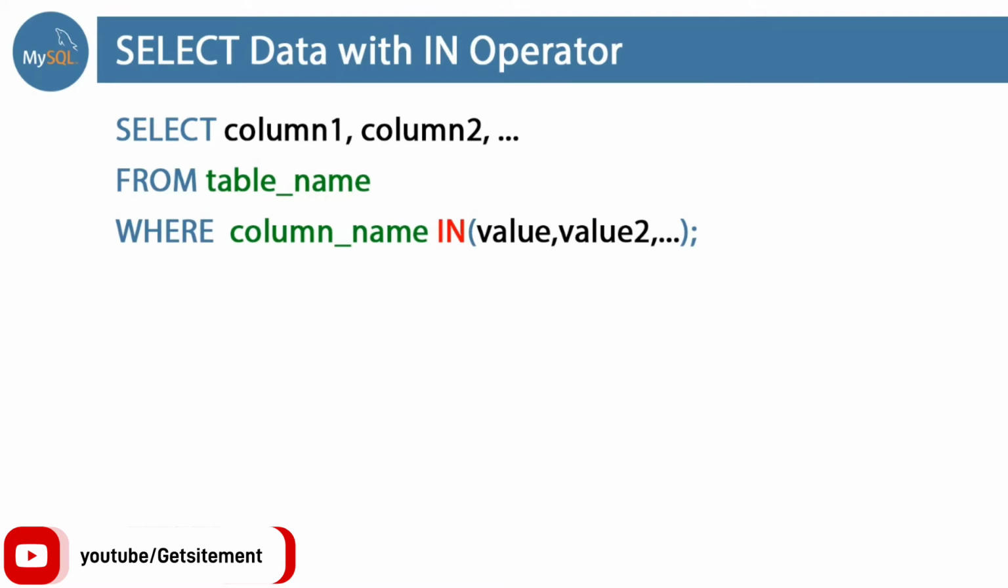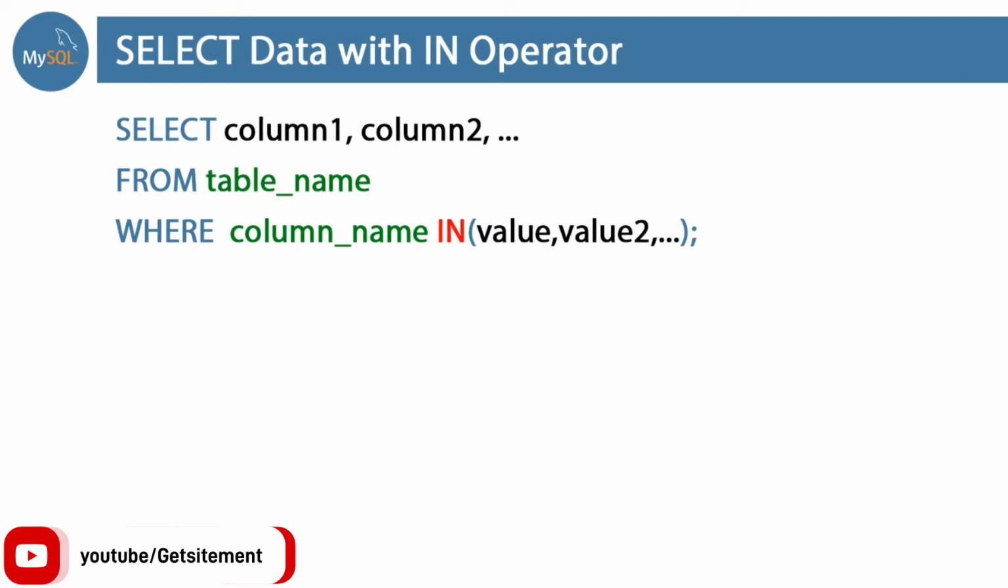First you need to type your select command, then you need to type your column's name. And if you want to retrieve all the students, you can use the star sign. Then you need to use the from keyword. After that you need to declare your table name. And then comes the where clause. After the where clause you need to mention the column name from where you want to retrieve data.